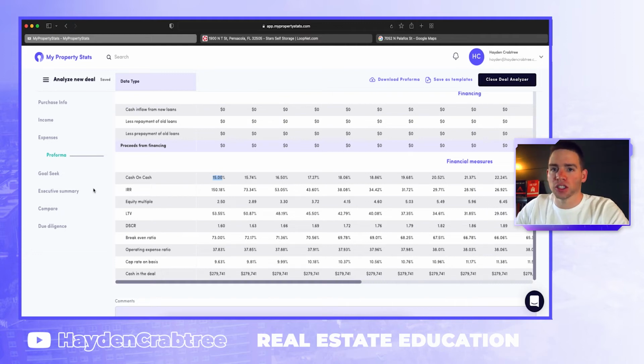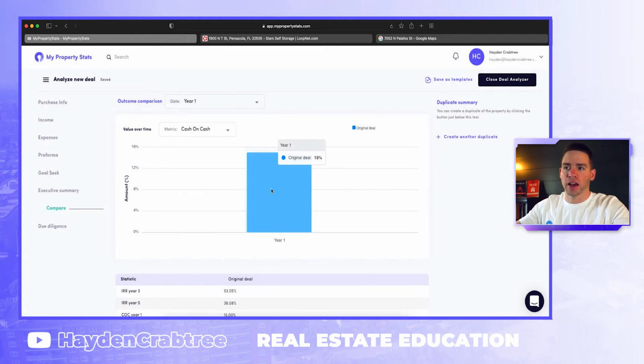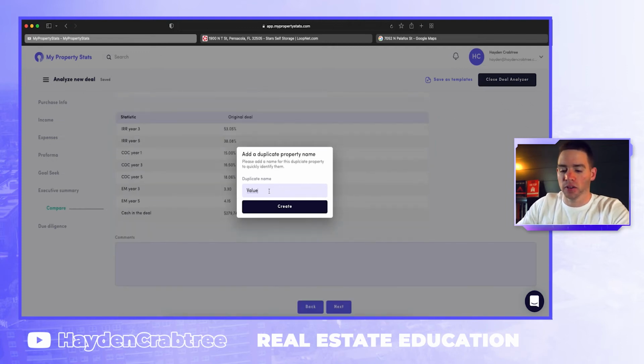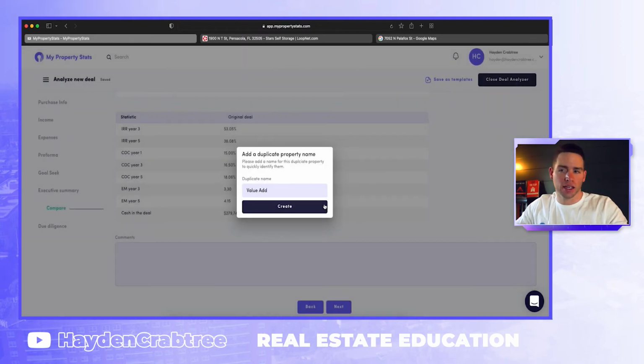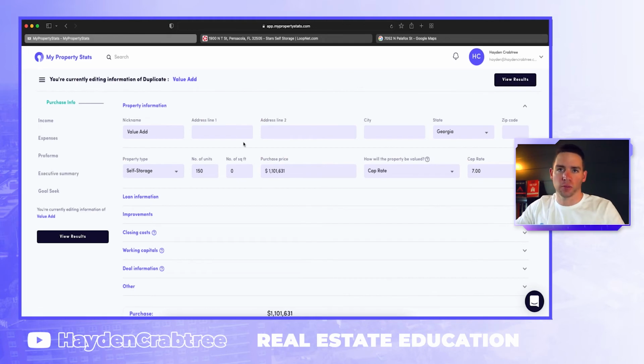So what I'm going to do is hit this compare tab and create a duplicate. I'm going to say value add module. What this does is let me see how the original deal stacks up against a potential value add business plan inside of this deal. Okay, it duplicated all the same information. You can see we're currently adding the duplicate of value add. It took all of my information and changed it.